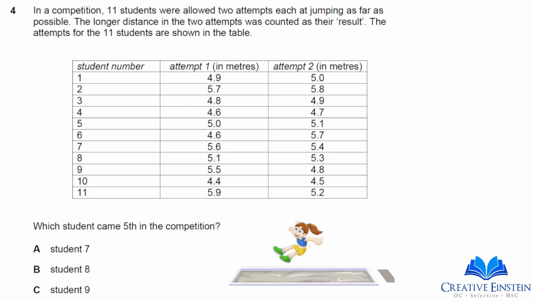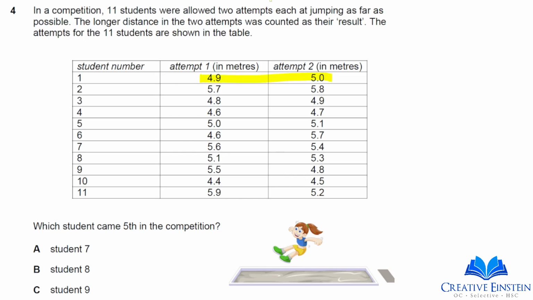So in this question, it says, in a competition, 11 students were allowed 2 attempts each at jumping as far as possible. The longer distance in the 2 attempts was counted as their result. The attempts for the 11 students are shown in the table. Which student came 5th in the competition? So the first thing we need to look at is the actual result.